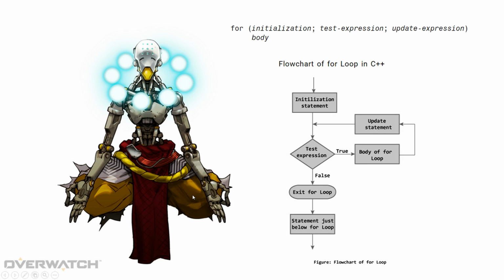So just to review, for loops work by initialization first, then they test, then they run the body, then they update. And then if your test expression returns false, you run the statement below the loop.